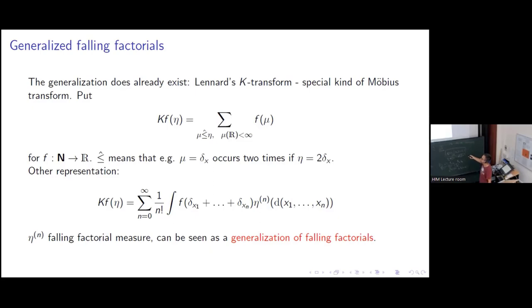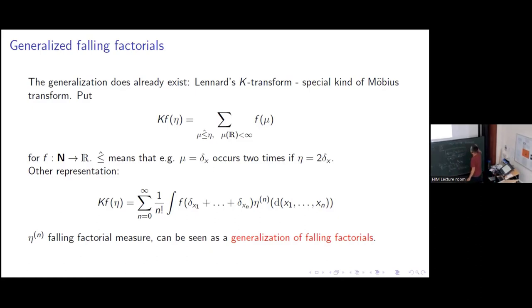Yes, as I said, that object already exists. And you can also rephrase it in terms of Pochhammer factorials. So that sum here becomes a series, which says we put in n particles, which are taken from eta, and an additional series and n factorial. And it's some combinatoric consideration that you can see that it's the same. That Pochhammer factorial measure, I think it was also already contained in some presentation.